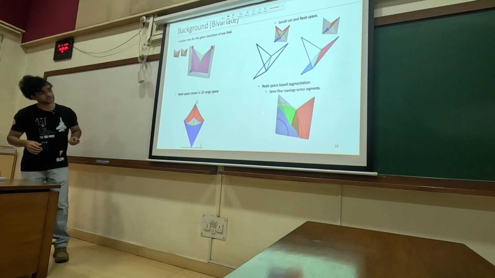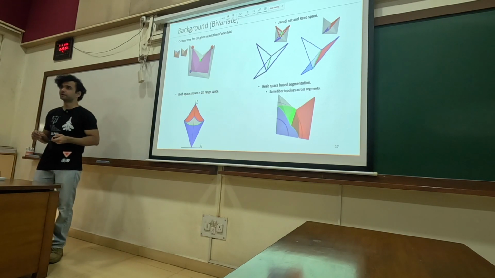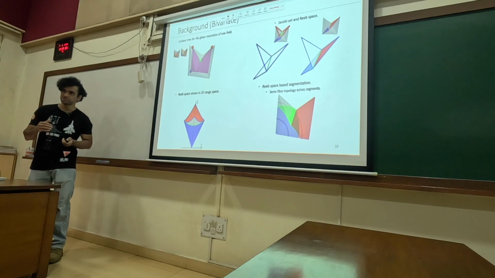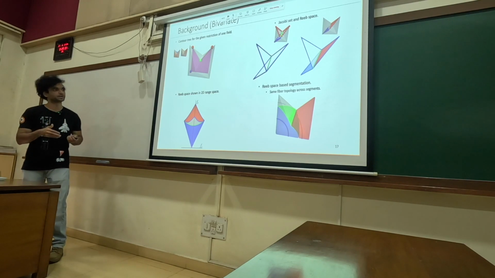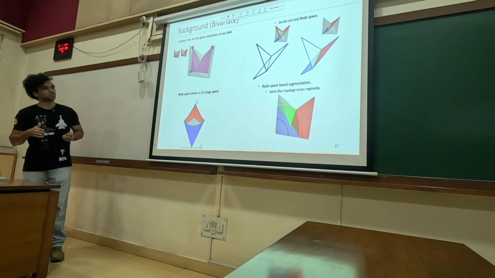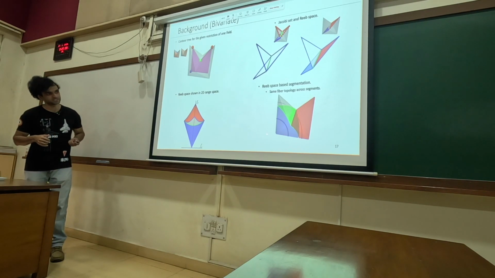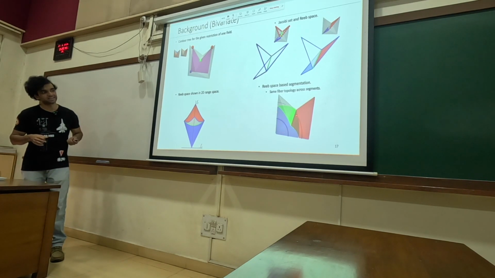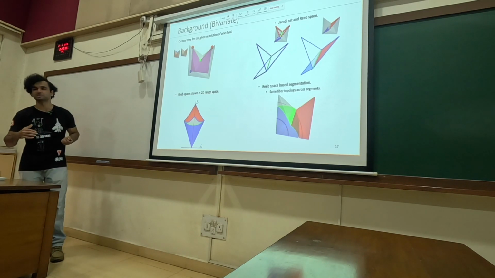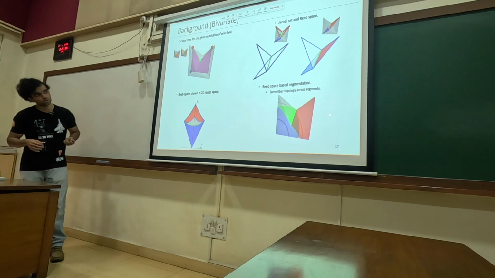This Reeb space segments our bivariate field into the segments of consistent fiber topology, similar to the contour tree, as the contour tree was segmenting into the segments of same level set topology. In this case, we have this blue, red, and white segment corresponding to three surfaces of this particular Reeb space. And this green one is a saddle Jacobi fiber surface. As we can see here, we have a single fiber in the blue segment. And as this fiber crosses this saddle fiber surface, we have two different fibers in two other segments.